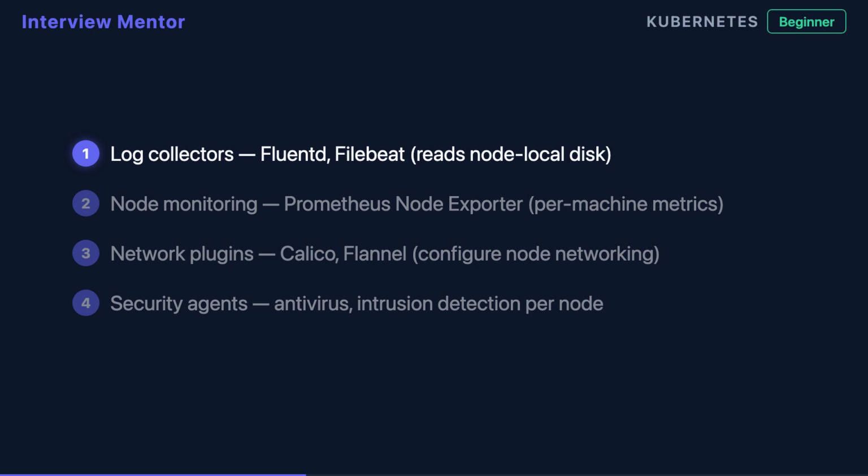Whenever your workload is about serving the node itself, not serving user traffic. The classic examples are log collectors like Fluent or Filebeat. They need to read logs from the local node's disk, so 1 agent per node is the only architecture that makes sense. Same goes for node monitoring tools like Prometheus Node Exporter, which exposes hardware and OS metrics for that specific machine. Network plugins like Calico or Flannel also run as DaemonSets because they configure the networking stack on every node. These are infrastructure concerns, not application concerns.